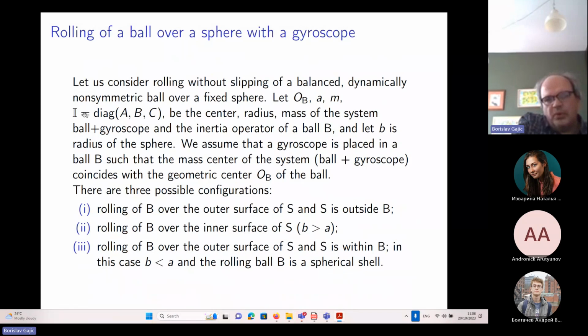Let us suppose that the ball is generally a dynamically non-symmetric ball, but it is balanced. This simply means that the geometric center coincides with the center of mass. Then the operator of inertia has this diagonal form, because one can choose the principal coordinate system, and A, B, and C are the principal moments of inertia. Okay, now this is the system that is considered.